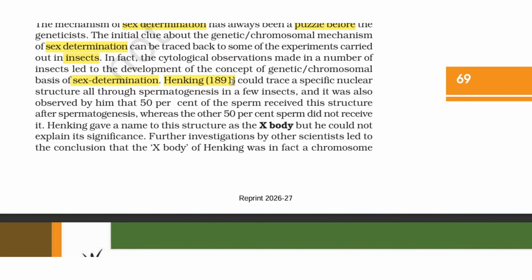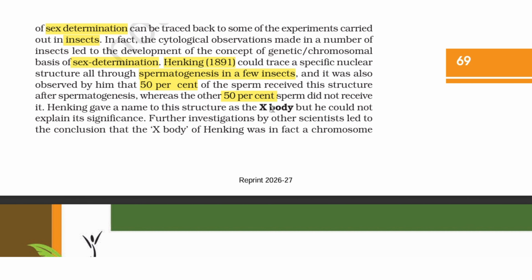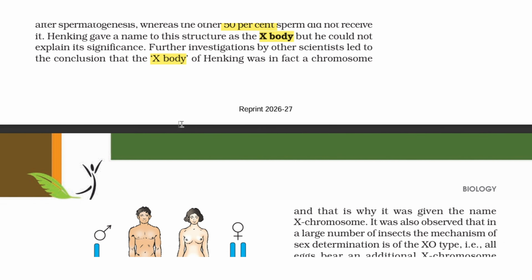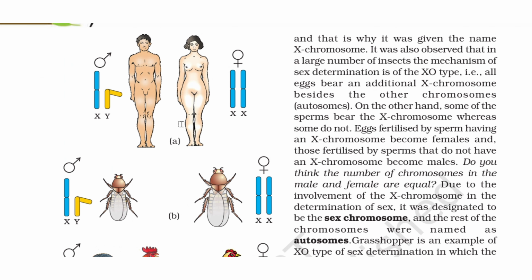Henking, in 1891, could trace a specific nuclear structure all through spermatogenesis in a few insects, and he also observed that 50% of the sperm received this structure after spermatogenesis, whereas the other 50% did not receive it. Henking gave a name to this structure, the X-body, but he could not explain its significance. Further investigations by other scientists led to the conclusion that the X-body of Henking was in fact a chromosome, and that is why it was given the name X chromosome.